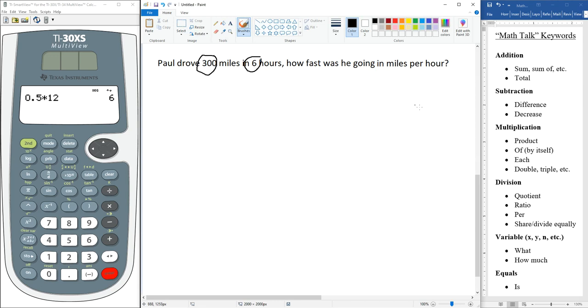Okay, so now, like I said, we know 3 things, we don't know a 4th. We'll get to that in a minute. But first of all, let's focus on what we're working with, which is our Math Talk keywords. So the fact that Paul drove, I don't really see any keywords there. Miles and hours are important, but again, they're related to the numbers 300 and 6. How fast was he going in miles per hour? Well, we have to kind of use our experience to understand that how fast and how much are really the same thing. So that's going to be our x.